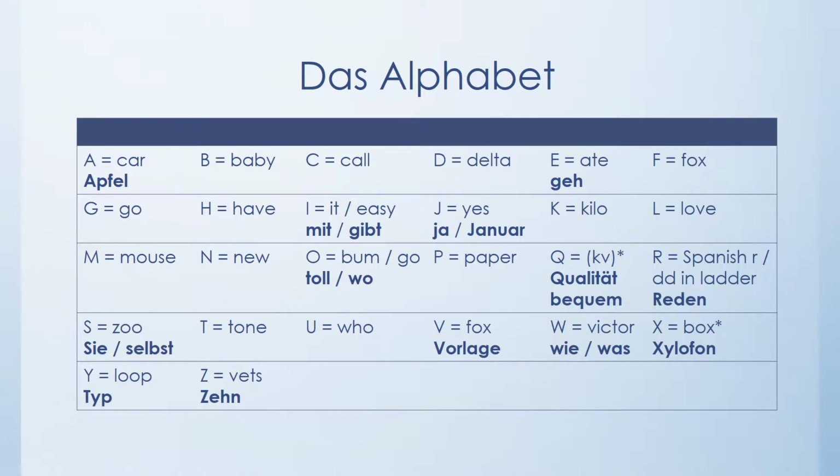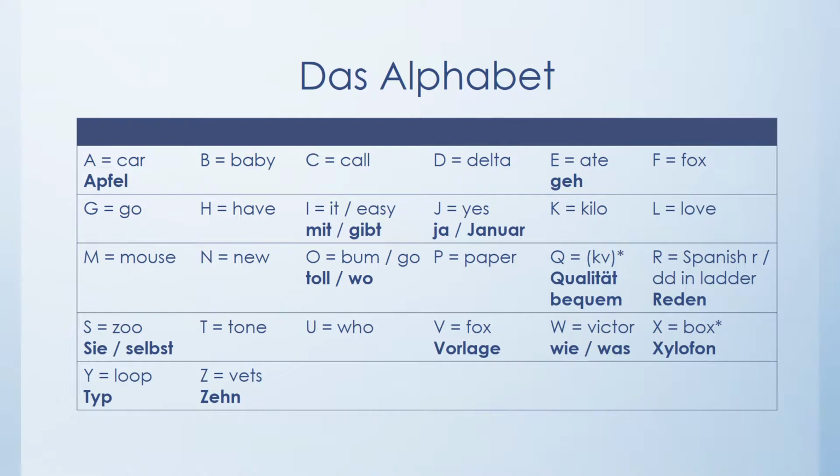S is a little different. They pronounce the S like we pronounce our Z's. So, for instance, it would be like the Z in zoo. So if you see Sie, that's actually Z, or selbst, not selbst, but Z and selbst. T like tone. U is pronounced like the O in who.